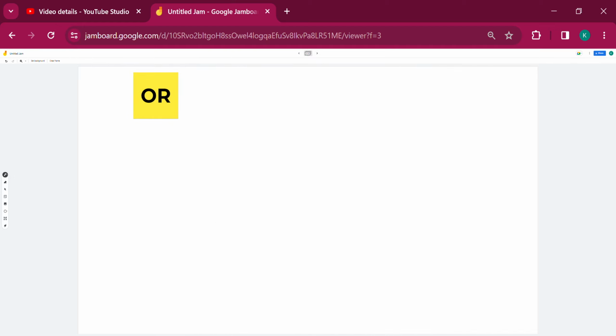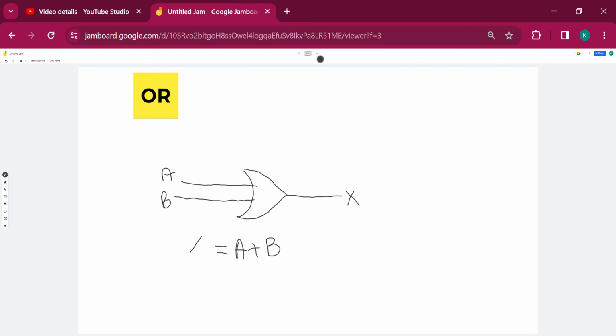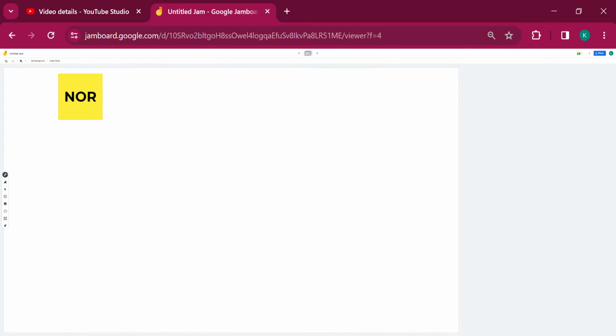Next is our OR gate. The OR gate is again a gate that accepts two inputs. This is the way to draw it: a circular or curved surface and then a pointed one, and then there is one output. So two inputs, A and B, and one output. The OR gate is very simple, it's an addition operation. So how are we going to write the Boolean expression for it? X is equal to A plus B. Got it?